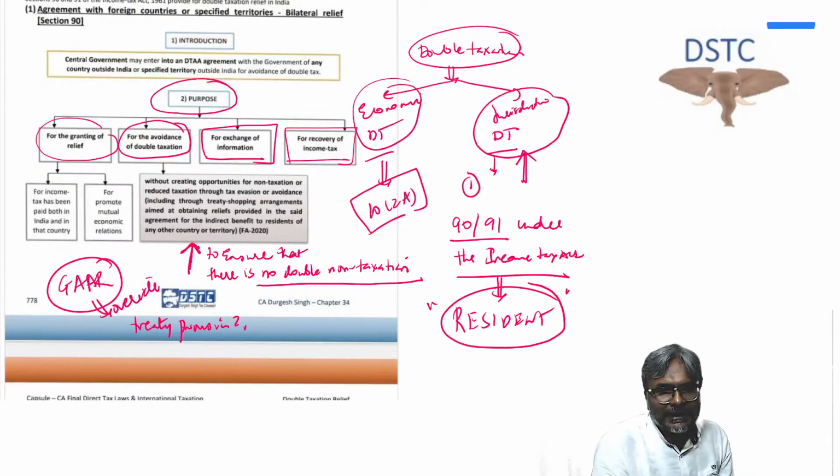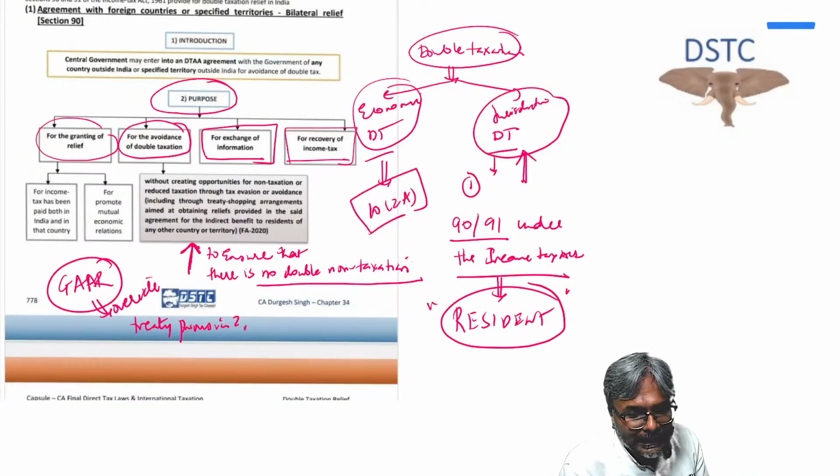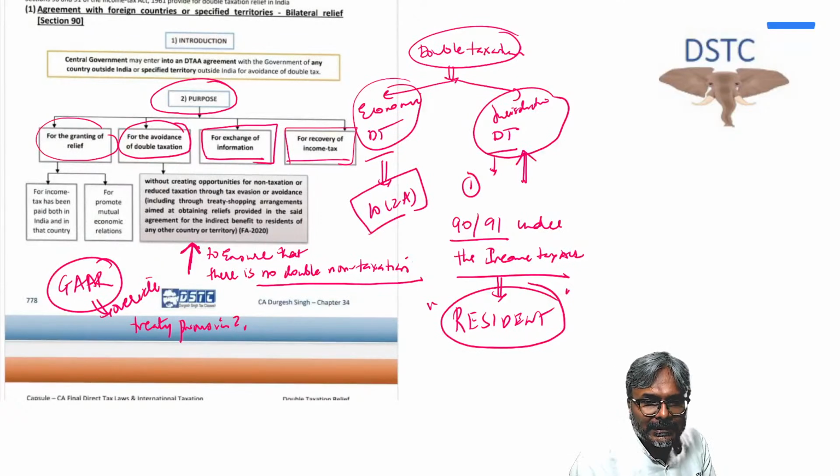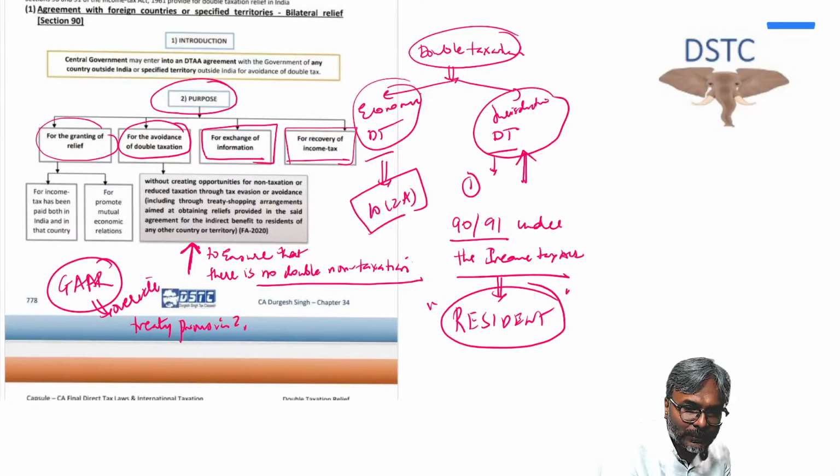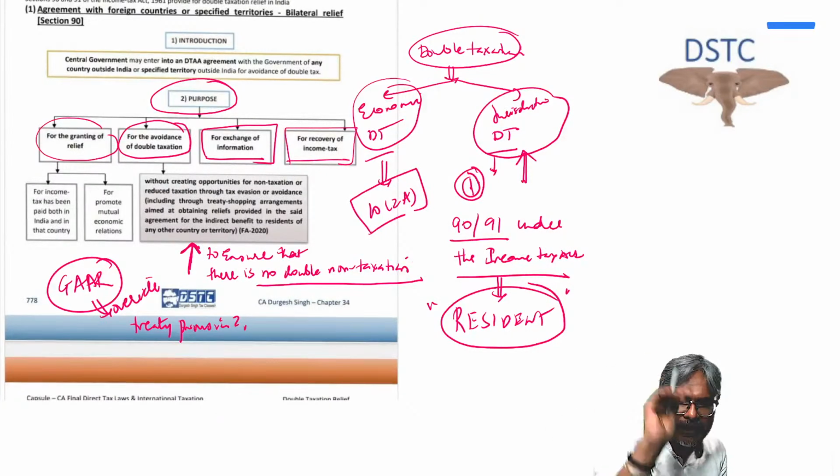Students always have the habit of writing theory in this case, and the theory in this situation should be written smartly. What you should do, students, is first try to answer the question. This is a very popular question: explain the juridical double taxation and the economic double taxation. So first you explain the juridical double taxation and then you go to the economic double taxation. That is what you should be dealing with.